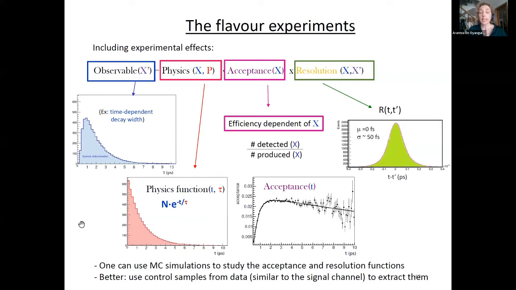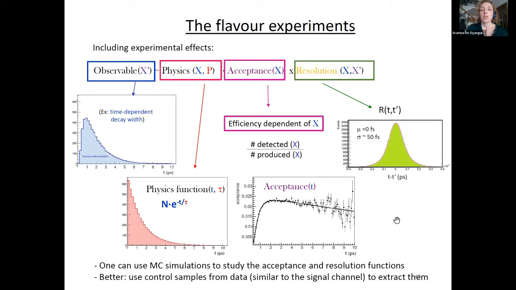What we usually do is use Monte Carlo simulation to study the acceptance and resolution functions, because in our simulations we know what we produce and we know the effect of the detector. Then we can extract this information. It is even better, and this is what we always try to do, because our simulations are not perfect, and we are not able to simulate the effect of the detector so perfectly, and we do not always know the physics behind, to use control samples from data. Usually you use a channel similar to the signal channel that you want to measure to extract them.